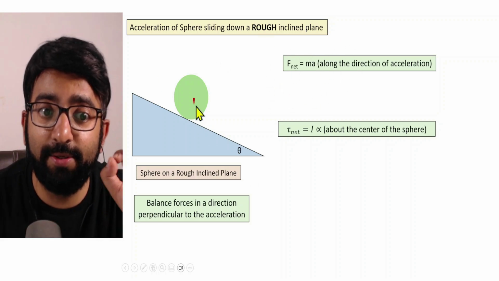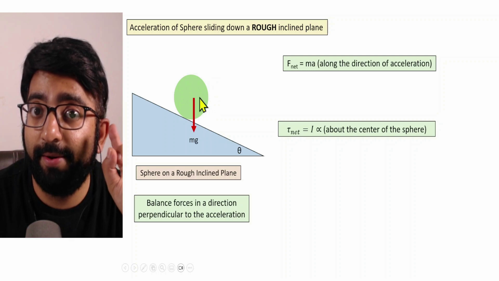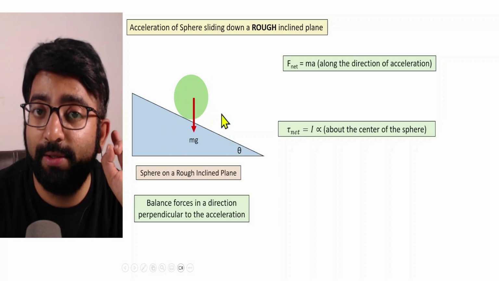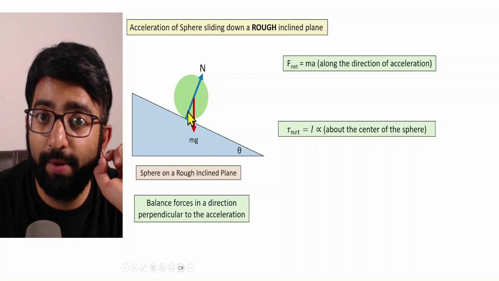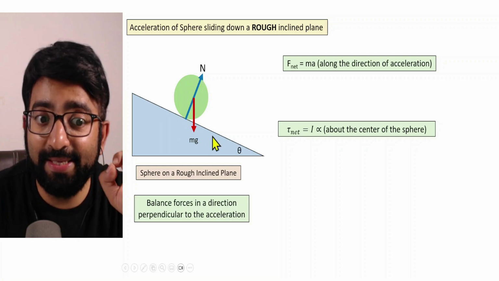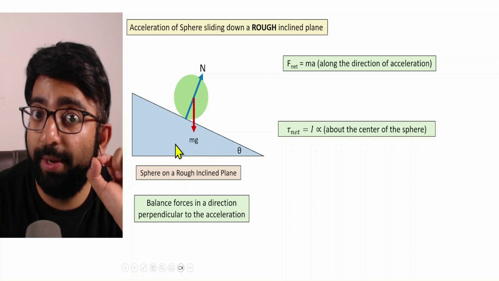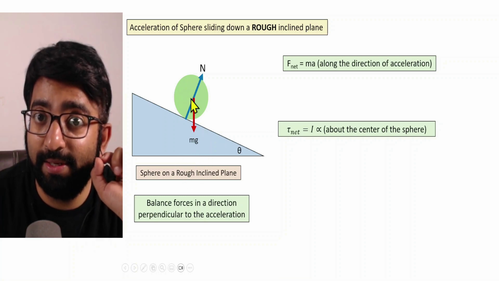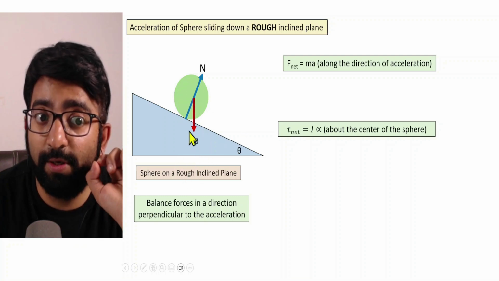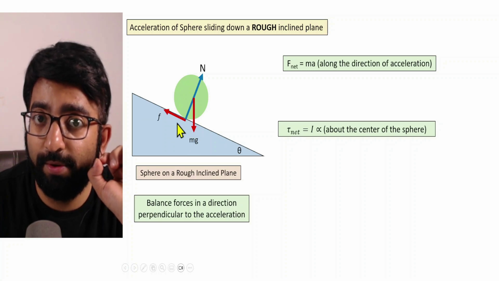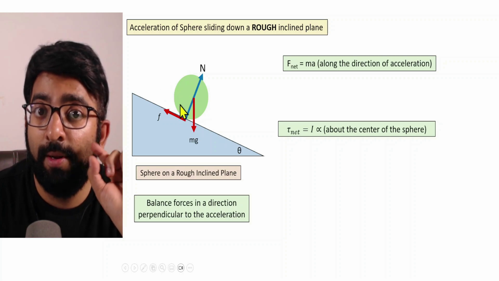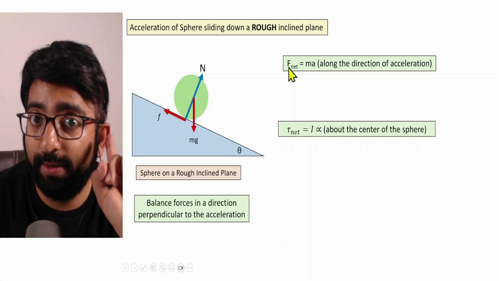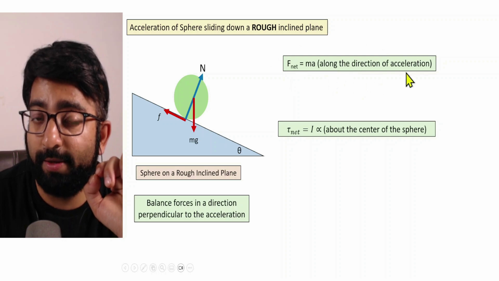Like in the previous case, the first force acting on the sphere is mg acting downwards. Then the sphere has a normal reaction which is perpendicular to the incline and going along this direction. And in this case, since the incline is rough, which means friction is there, since the sphere is sliding down, the friction will act up the incline as shown in this diagram. And these are the only three forces acting on the sphere, on the basis of which we have to identify the net force along the direction of acceleration.